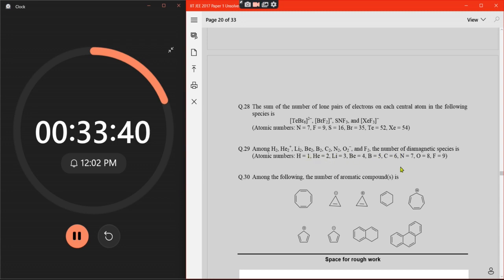Hydrogen I know well. So is H2 diamagnetic? I mean it is. It is, right? Yeah. He2 plus. That's kind of weird. So we don't know the orbital. Oh god, no no no.